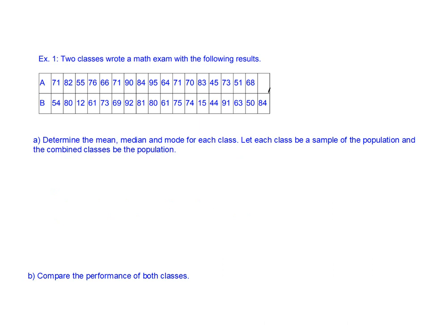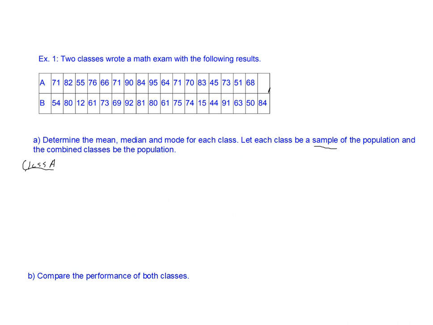So be careful here, the question does say that each class is a sample. Let me just highlight that because that's kind of important. So each class is a sample of the population. So taken together, the two classes are the population and each class is a sample. And that's just to get you used to using those different notations. So Class A we'll do over here, and we'll do Class B on the other side shortly.